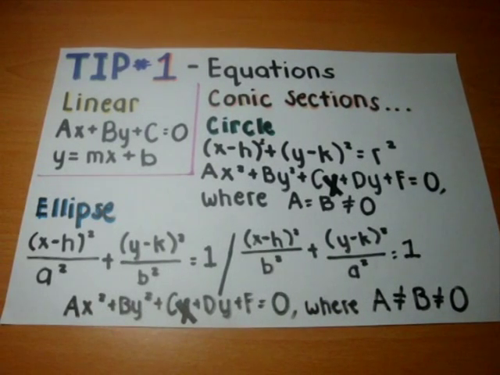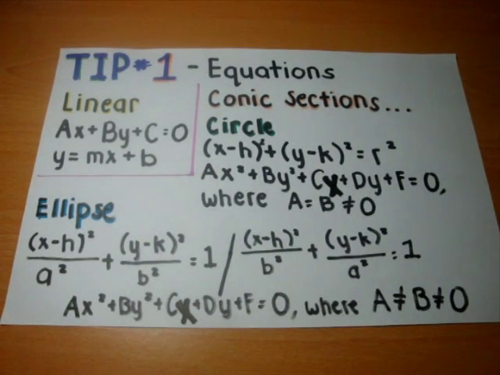On solving SNEs, I have two tips for you. First tip is knowing the equations involved. In a system of nonlinear equations, there are types of equations. First is the linear equation, which has a general form of ax + by + c = 0, and a slope-intercept form, which is y = mx + b. And the other equations involved are conic sections.